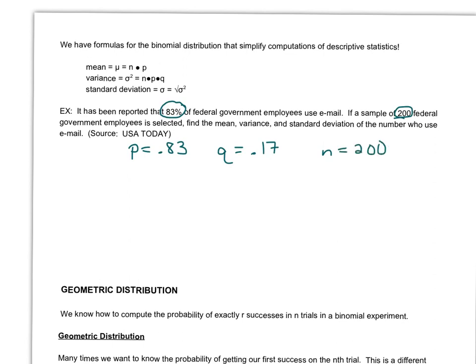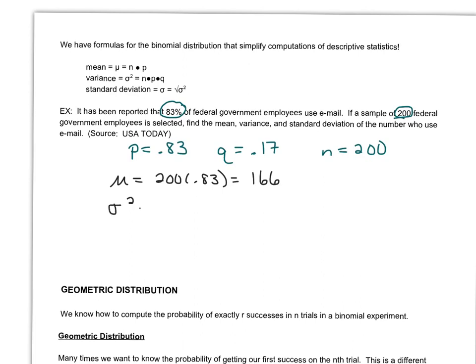So now we are going to find the mean, variance, and standard deviation of this distribution. So the mean is going to be 200 times 0.83. Essentially we're just trying to figure out what's the average number of employees that you'd expect in a sample of 200 to use email, which we also remember we called the expected value. So 200 times 0.83 is 166.